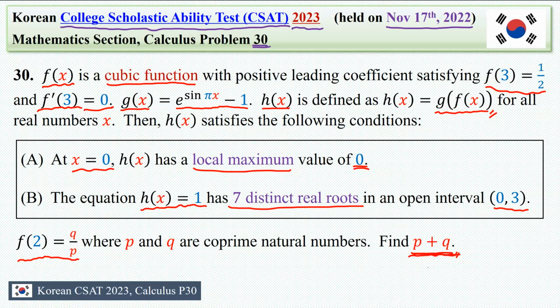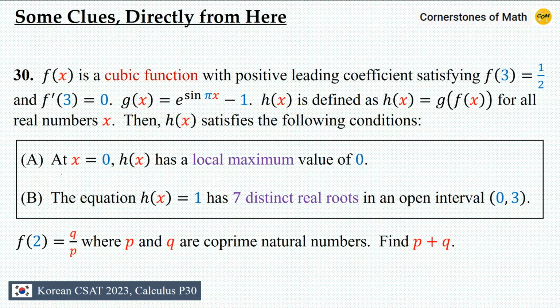This p plus q thing is just to make the answer a natural number, so the important part is that we have to find the value of f(2). And of course, in order to find f(2), we must find the cubic function f(x). And in order to find f(x), we have to take a closer look at the given conditions, including the conditions with g(x) and h(x). So first, let us take a look at the problem again to extract some simple clues that we can find from here.